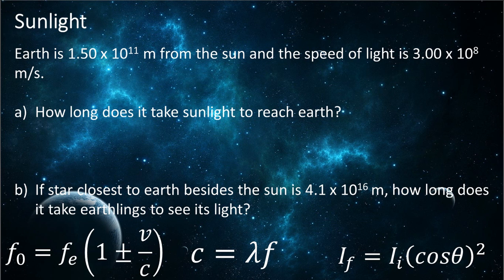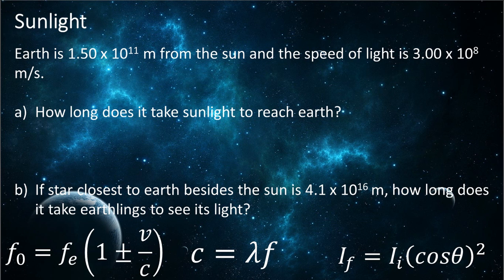So here are a couple, and I have put the formulas that we'll need for this chapter, not too many, down at the bottom here. So this first question: Earth is 1.5 times 10 to the 11th meters from the sun, and the speed of light is 3.0 times 10 to the 8th meters per second. How long does it take sunlight to reach Earth?